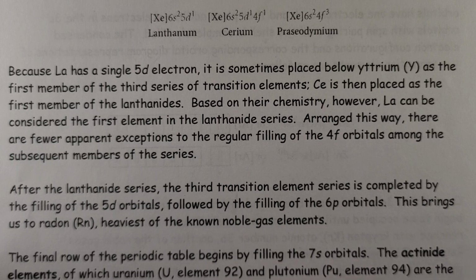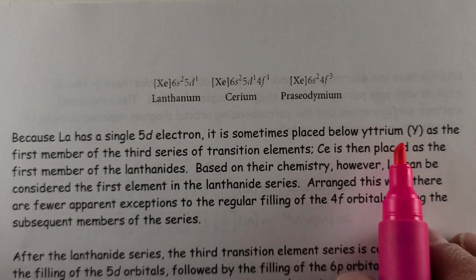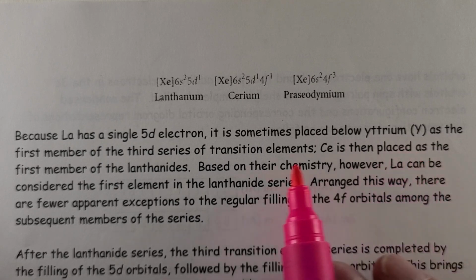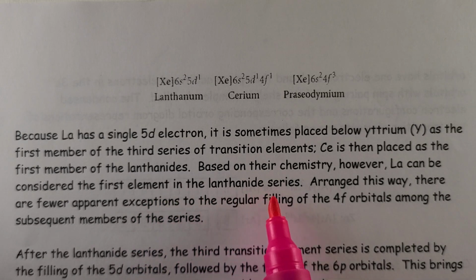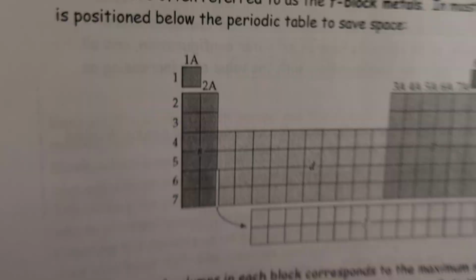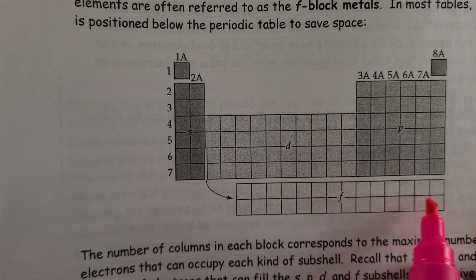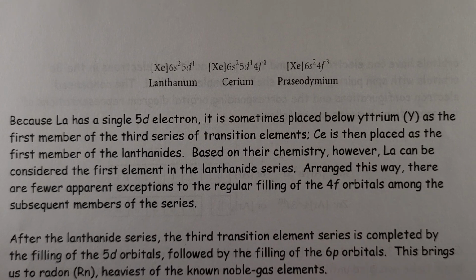electron configuration. Because La has a single 5d electron, it is sometimes placed before Y as the first member of the third series. Ce is then placed as the first member of the lanthanides. Based on their chemistry, however, La can be considered the first element of the lanthanide series. So you'll see even different periodic tables often start with different elements. Most of the time, this is going to be La and this is Ac, but sometimes it's different. Sometimes you have 15 down here. Sometimes you have 14. So yes, it gets a little tricky when we get down to there.